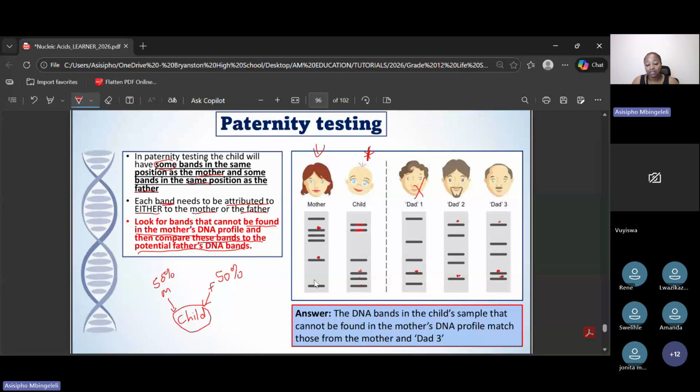Now we need to decide which one is the dead. How are we going to decide? Remember, if you did highlight, then you're going to count the number of bands that are matched. In dead 2, there were 2 bands that were matched. In dead 3, there were 3 bands. So between the 2, who had more bands? It was dead 3 because the other bands were accounted for by the mother. So that means dead 3 is the father.